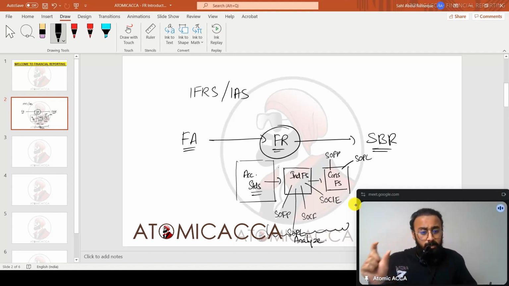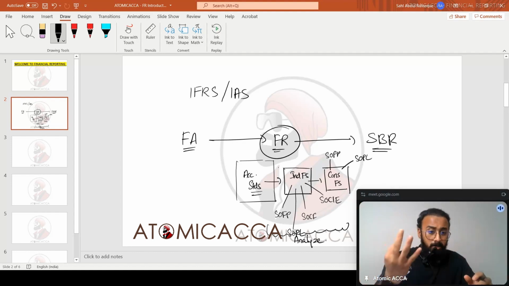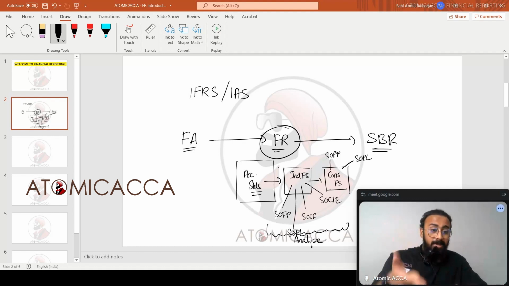That is, if you split this entire syllabus, it is three parts. Number one, you learn the alphabets, the accounting standards. Number two, you learn how to prepare individual financial statement and consolidated financial statement. Number three, you learn how to analyze individual financial statement and consolidated financial statement.